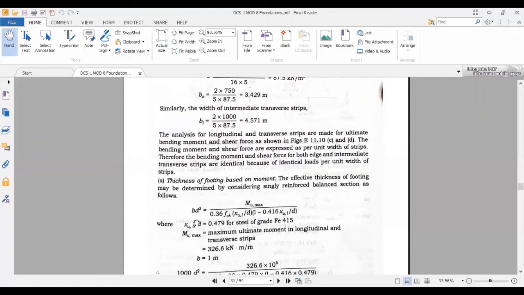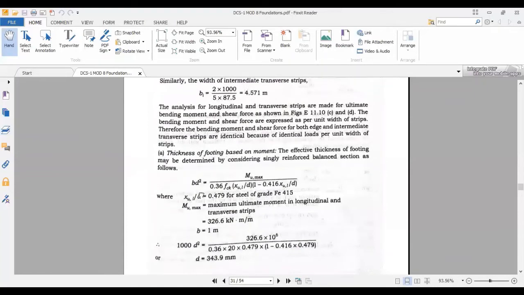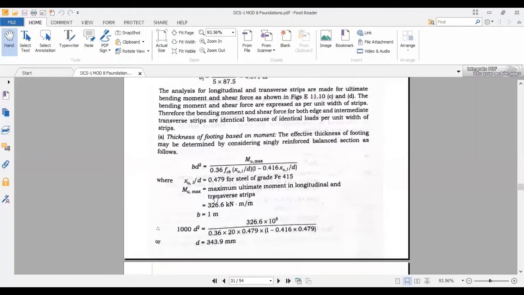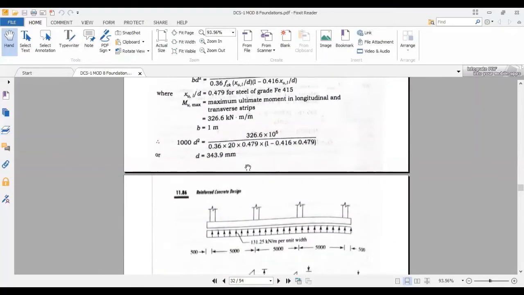Next is thickness of footing based on moments. So now on the basis of moments, using the same formula, we will determine the thickness, and it is given by this formula, where XUL upon D is 0.479. Again, all the same values for Fe415. So the value of Mu max, maximum moment in longitudinal transverse strip, would be 326.6 kilonewton meter per meter. B value is taken as 1 meter. So if we put all the values here, we get D as 343.9 mm.